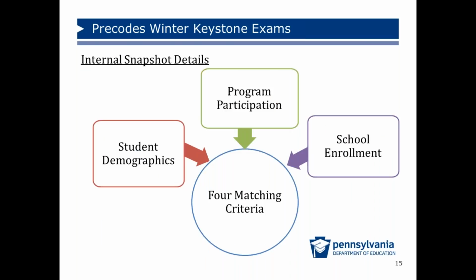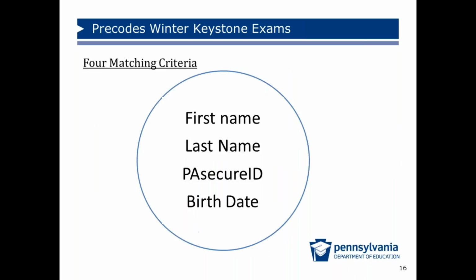The internal snapshot details basically start with the formatting criteria, which is the student. The student makes up the demographics, participation, program participation, and school enrollment, which are part of that student. So if we begin with the formatting criteria, it's very important they are correct because this is how students are linked to test results later in the year. This is why there's so much emphasis on getting these fields right.